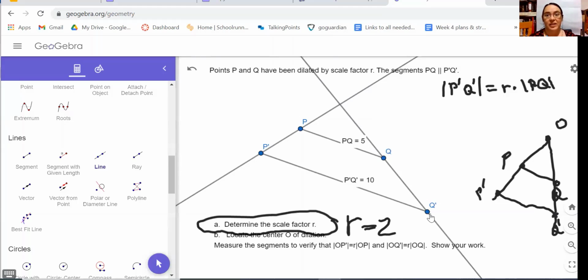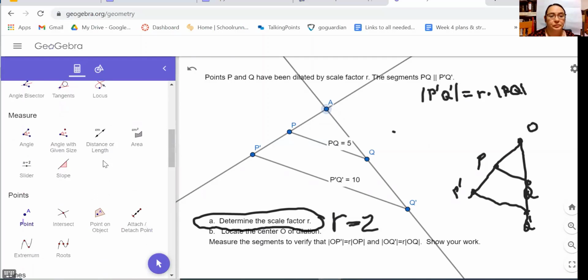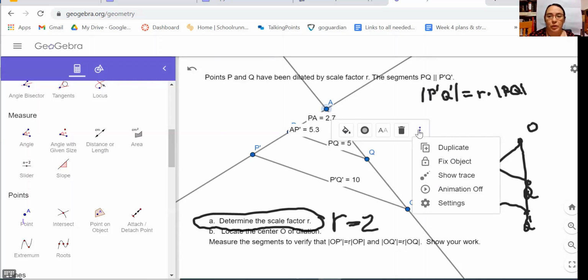Now, I think that point of intersection might be my center. So I have added point A, the point of intersection of our two lines. That's going to be our potential center. I want to check that the lengths are right. So I'm going to use that measure tool. That length is 2.7. Let's now measure the length of the segment from point A to point P prime. And we notice that's 5.3.